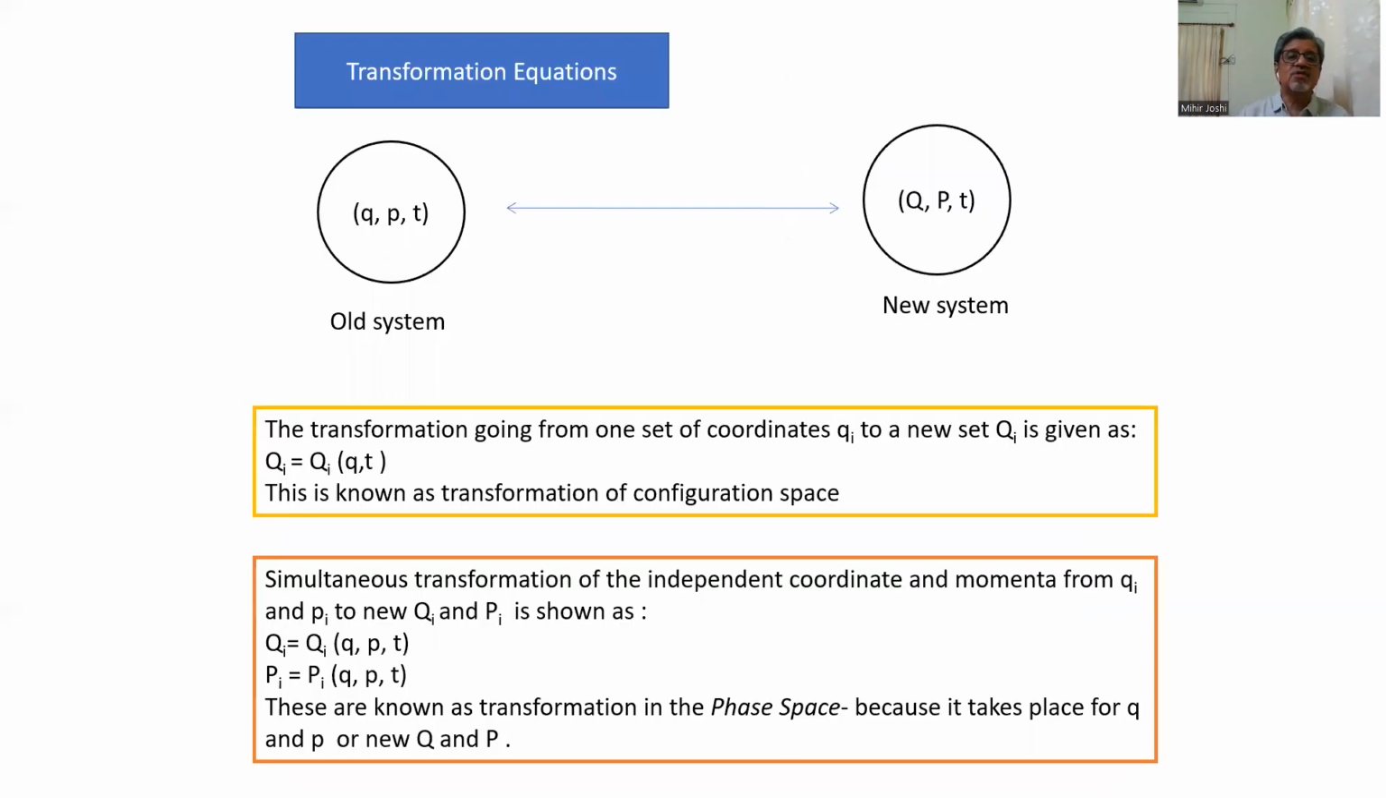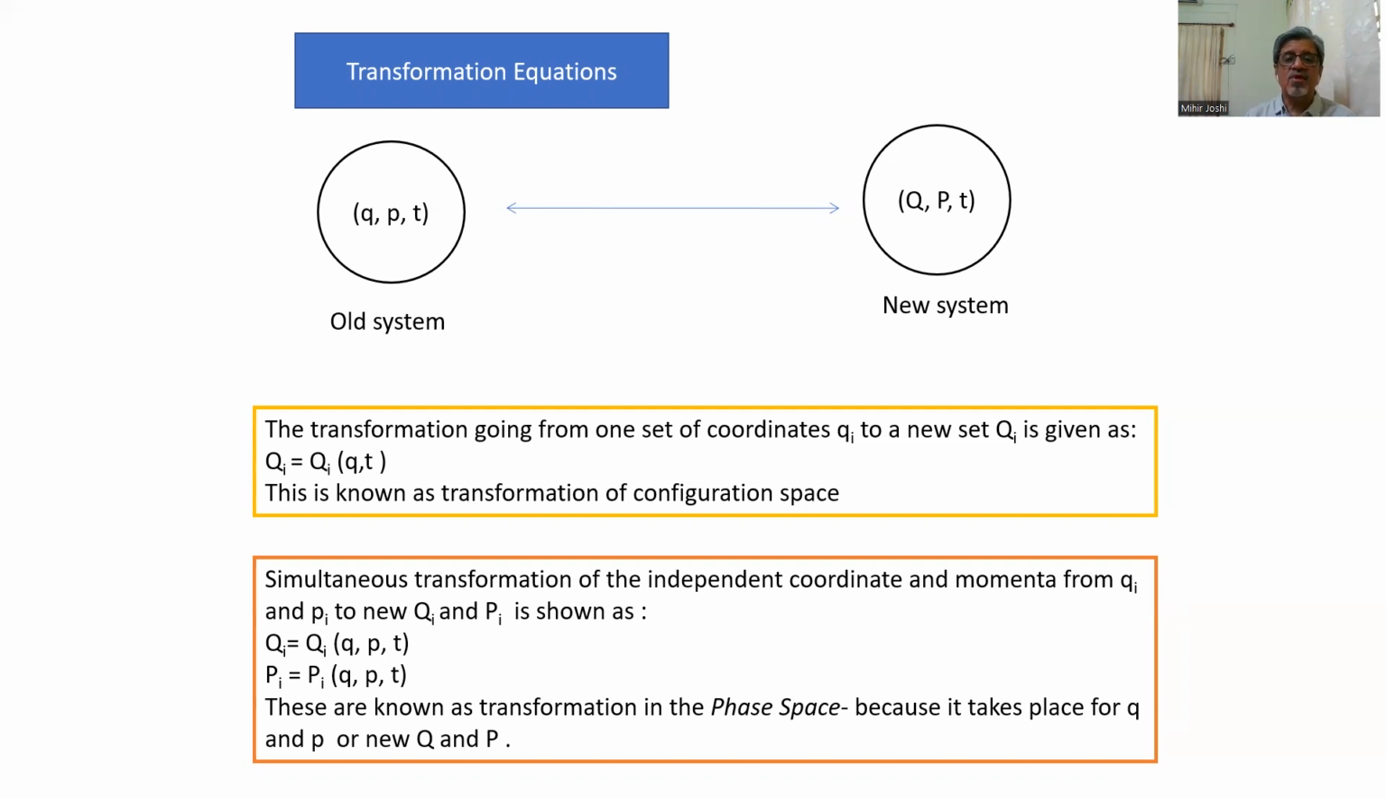Now we come to the transformation equations. Transformation equations relate the old system to the new system. The old system is q, p, and t with small letters, and the new system is capital Q, capital P, and t. The transformation going from one set of coordinates, small qi, to a new set, capital Qi, is given as Qi as a function of small q and t, and this is known as a transformation of configuration space because there is no momenta part in this transformation.